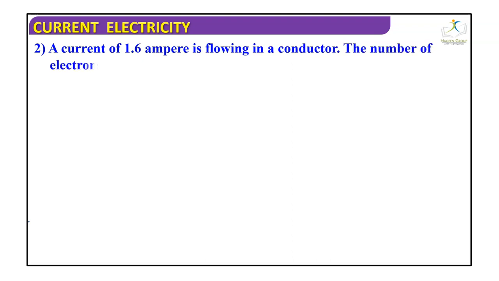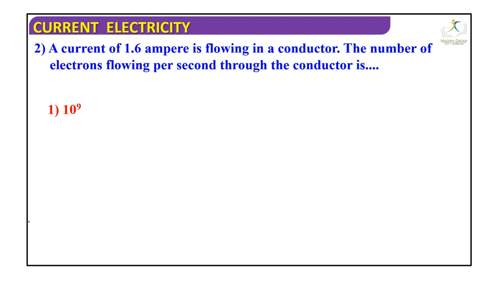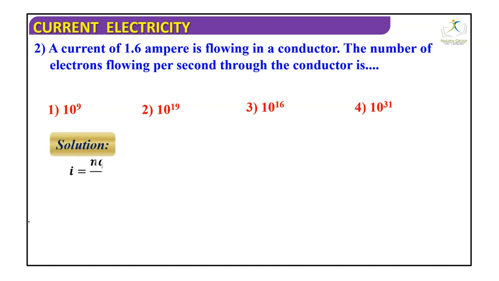a current of 1.6 ampere is flowing in a conductor. The number of electrons flowing per second through the conductor is 10^9, 10^19, 10^16 or 10^31. So, let us see the solution of this question.